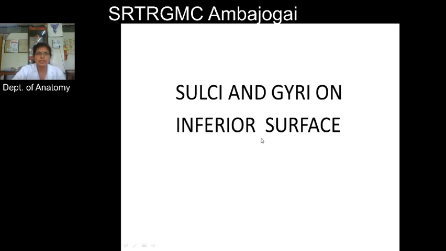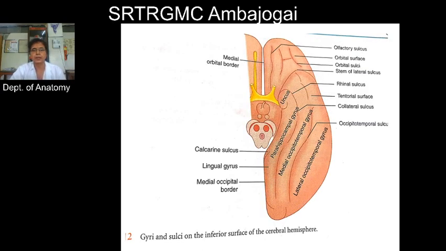Now we will see about the sulci and gyri on the inferior surface. This inferior surface is divided into two parts by the stem of this lateral sulcus, into the orbital surface and the tentorial surface. So first we will see about this orbital surface. On this orbital surface, there is one sulcus that runs anterior to posterior, and that is called the olfactory sulcus, and this olfactory sulcus lodges the olfactory tract.